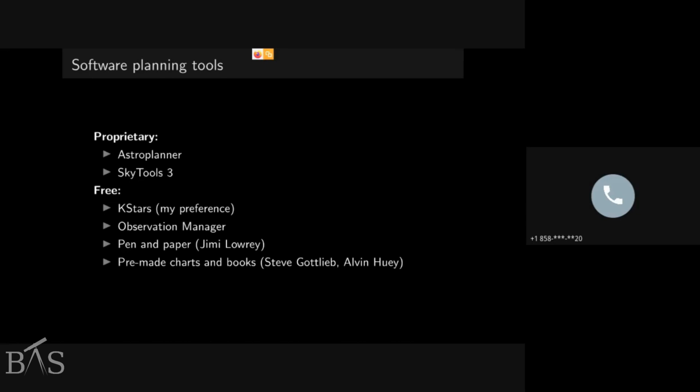But you don't have to use software. You could always use pen and paper. Various very good observers, Jimmy Lowry uses pen and paper. He just writes down a list of objects by constellation, like we have discussed.